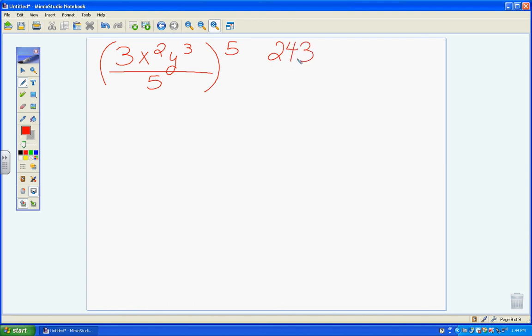Now what about x squared? Because the 2 there is an exponent and the 5 is an exponent, what do I do with them? Multiply them together. So that would be x to the 10th power. And if you just even visualize it, x squared written out 5 different times is going to be 10. And what about y to the 3rd power? It would be y to the 15th. Because 3 times 5 would give us 15.